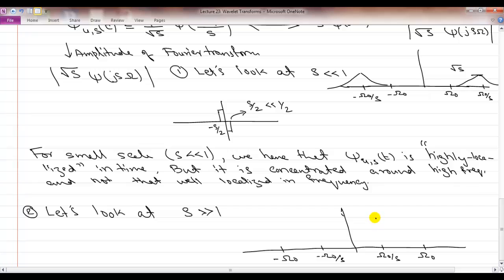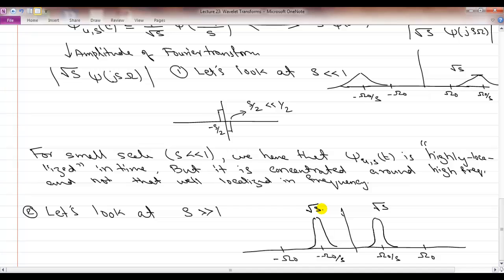So this thing is now going to be contracted around minus omega naught, and the height of that will be square root of S, of course. Since S is large, this height is high. So what has happened as your scale has increased? You have, first of all, moved to smaller frequencies, and you have become highly localized in frequency. So effectively, your resolution in frequency has increased.